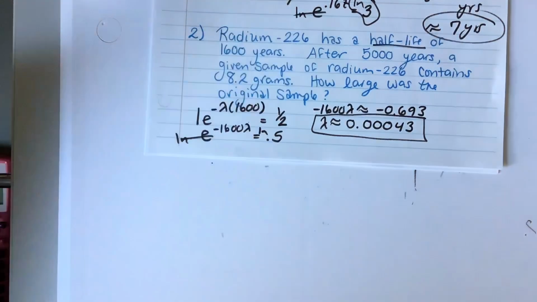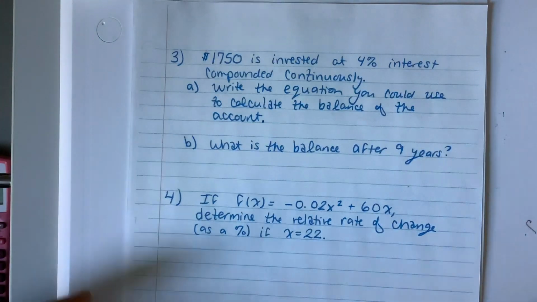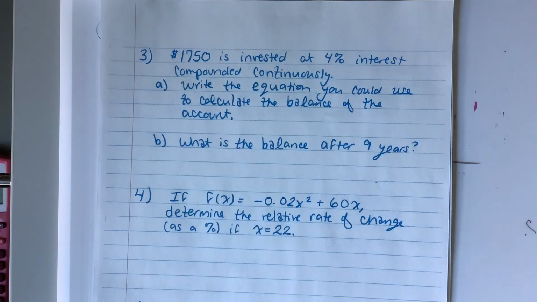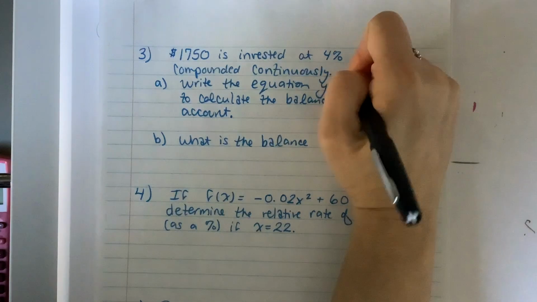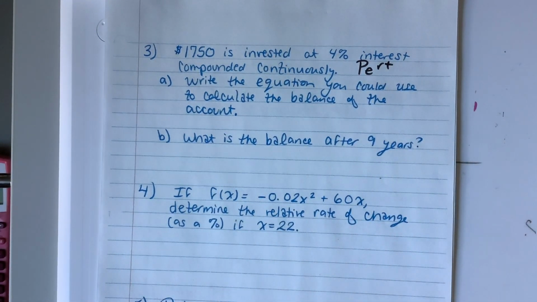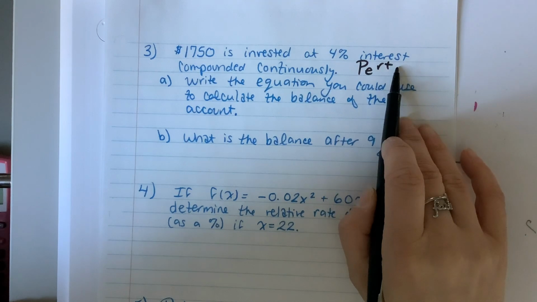So you might see a question like that. Number 3. Let's say you have $1,750 and you invested at 4% interest, compounded continuously. Compounded continuously, that's the secret word for, hey, it's PERT. Write the equation that you could use to calculate the balance of the account. Well, the balance is going to be based off of time. That just means you fill in everything except for t.